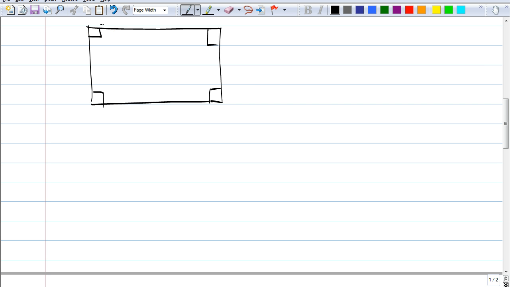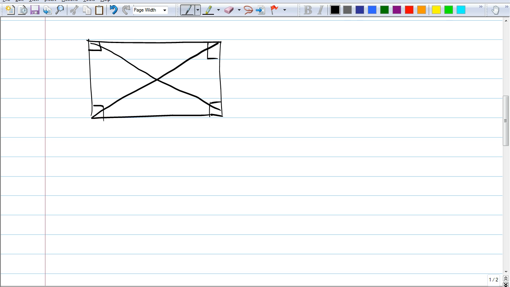Guys, what do you see here? A rectangle, very good. Now, I'm going to draw two diagonals here. Okay. What do we know about these two diagonals? They are congruent. You guys remember we just talked about that, right? And they bisect each other. Very good. Why do they bisect?